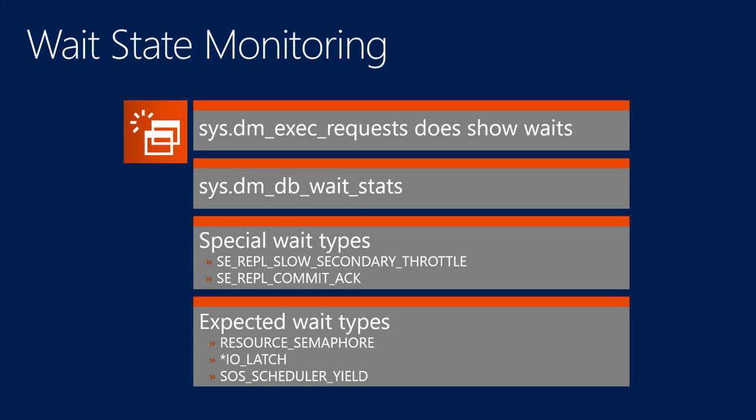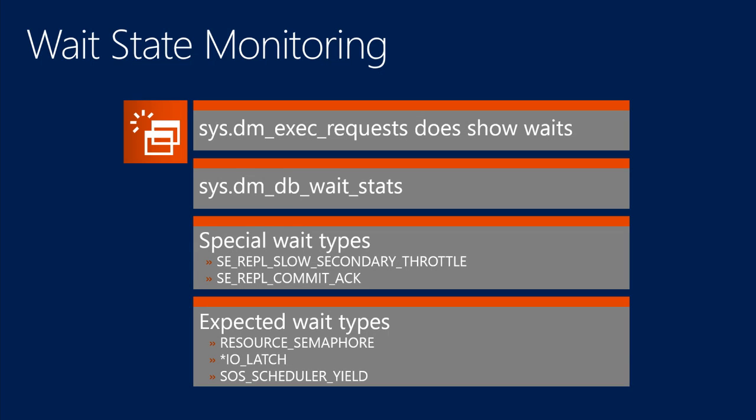The ones you expect to see are the ones you're going to see. Resource semaphore, what's that one come up for? Resource semaphore waits, when do you get those? Memory. I/O latch? Disks. SOS scheduler yield, when does that one occur? CPU. Okay, cool. So the normal waits that you expect to see are going to come up.